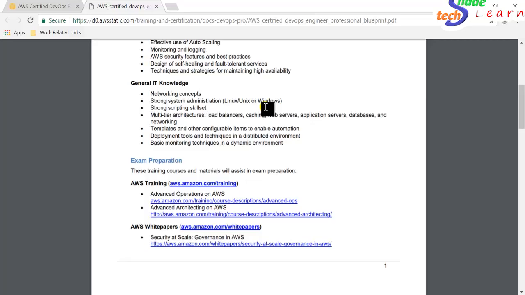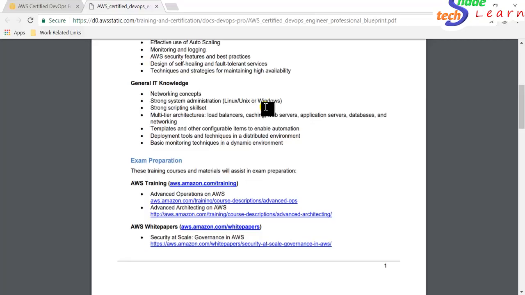And these are the basic prerequisites which need to be had for learning the DevOps culture. And apart from that, the DevOps engineer should have some general IT knowledge. He should know networking concepts, strong system administration, either Linux, Unix, or Windows, a strong scripting skill set, multi-tier architectures. He should know load balancers, caching, web servers, application servers, databases, and networking, templates and other configurable items to enable automation.